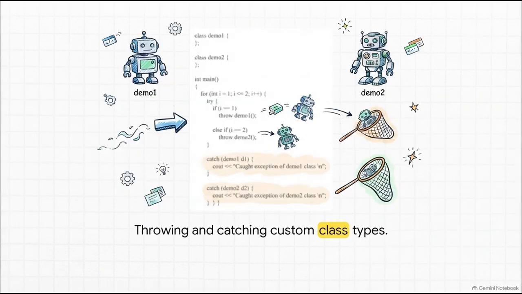And what's really cool about this is you aren't limited to throwing basic variables. You can actually instantiate and throw entire custom class objects, like the Demo1 and Demo2 classes you see right here. Then you just catch them by their specific class type in the catch blocks. It's an incredibly powerful way to pass complex error states around your architecture.